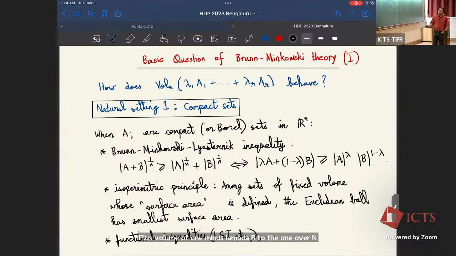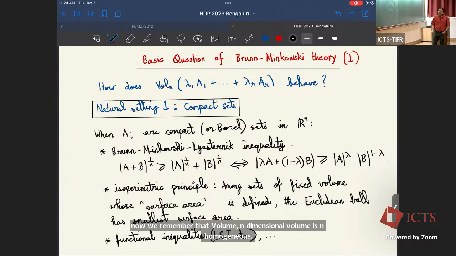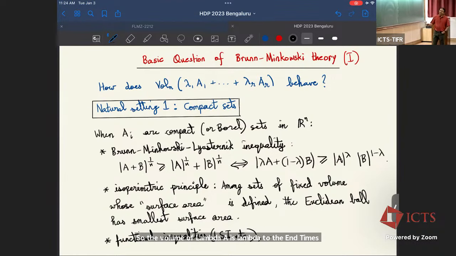And now we remember that n-dimensional volume is n-homogeneous. So the volume of lambda A is lambda to the n times the volume of A. So you just get the weighted arithmetic mean on the right-hand side. And the weighted arithmetic mean is at least the weighted geometric mean. And therefore, this implies that, okay? Turns out the reverse is also true. We won't bother with showing that. Does that make sense though?